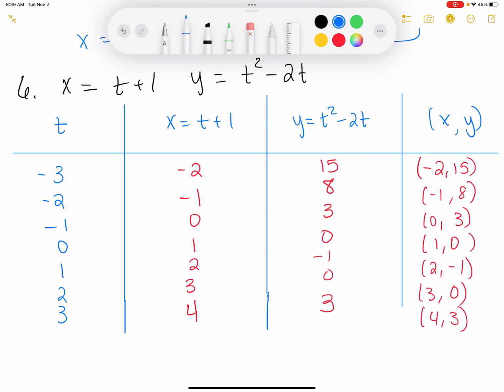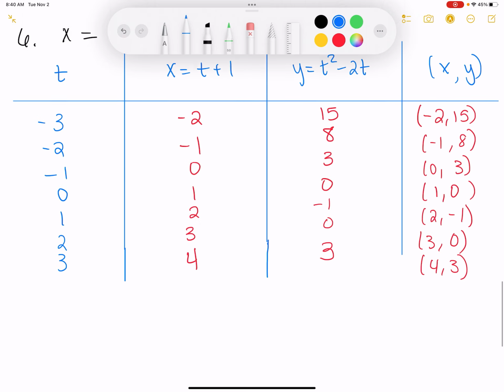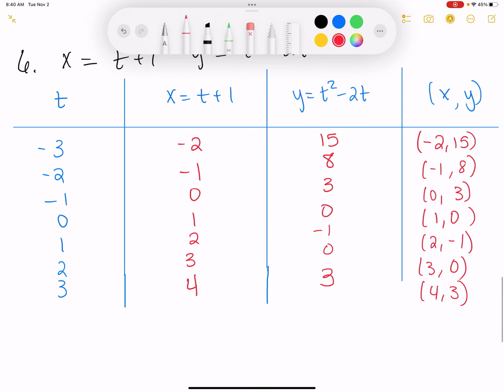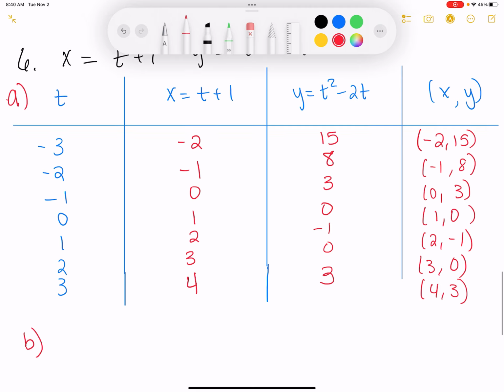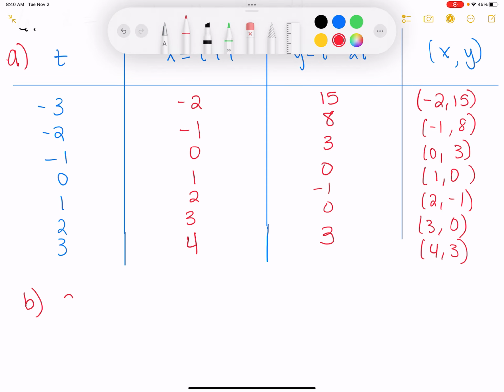Alright, so part B says, that was part A. Part B says to find a direct algebraic relationship between x and y and to determine y as a function of x. So part B is essentially solve for t. Okay, so I've got x is equal to t plus 1. So how do I get t by itself?